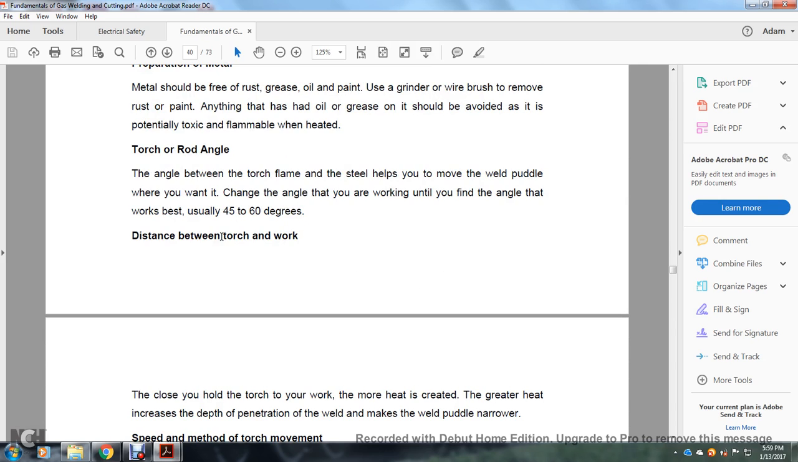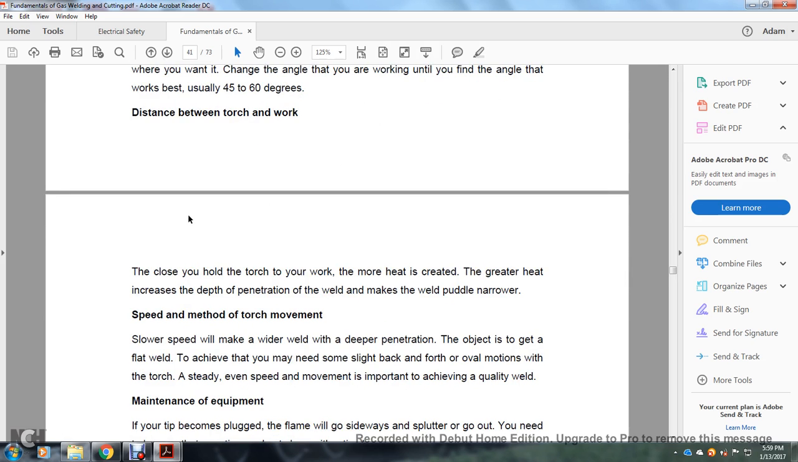Alright, the angle between the torch flame and the steel helps you move the weld puddle where you want. Change the angle that you are working with until you find the angle for the work path, usually 45 to 60 degrees between the torch and the work.